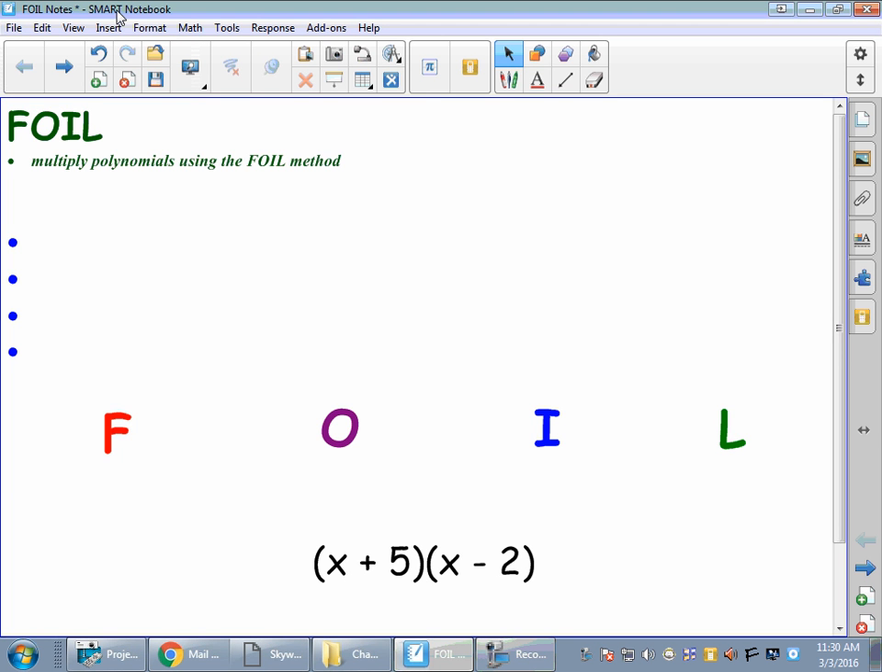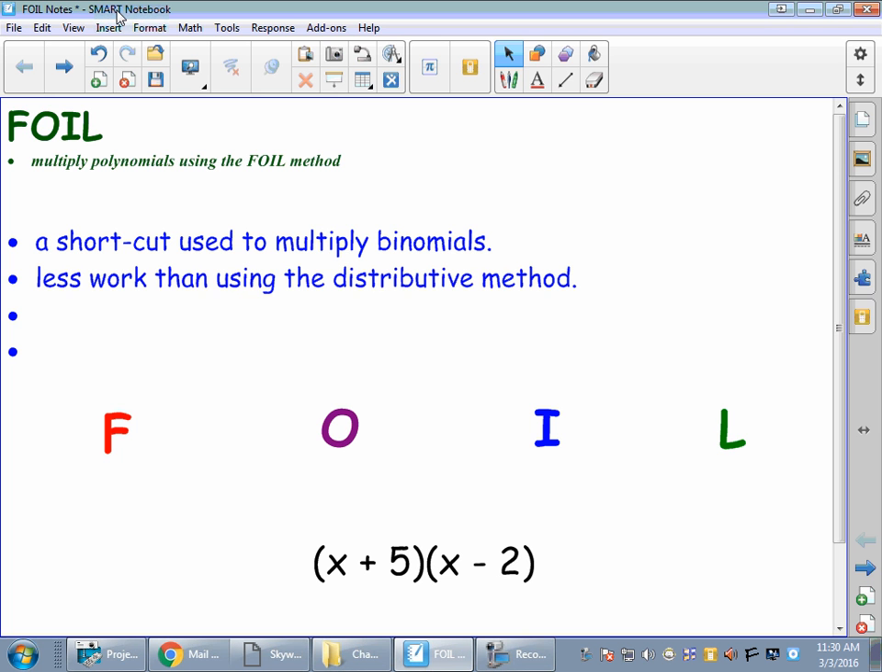These are your notes on a shortcut called FOIL. So these should follow the multiplying polynomials notes. And FOIL is an acronym we use to help us remember a shortcut in multiplying binomial polynomials. So it only works if it's a binomial times another binomial. And it is a little bit less work than using the distributive method.